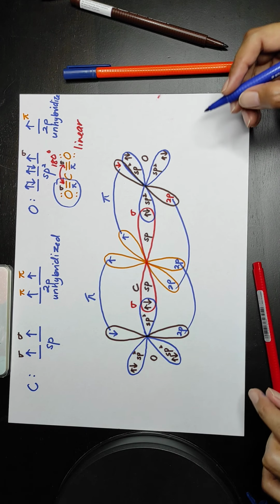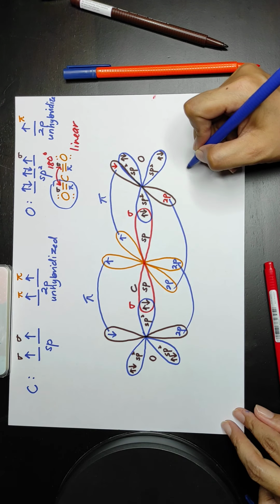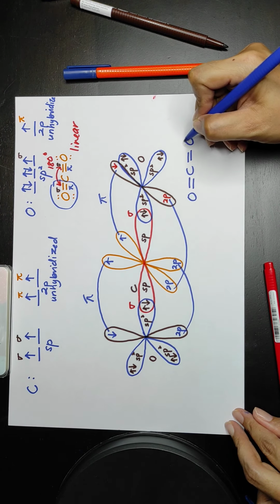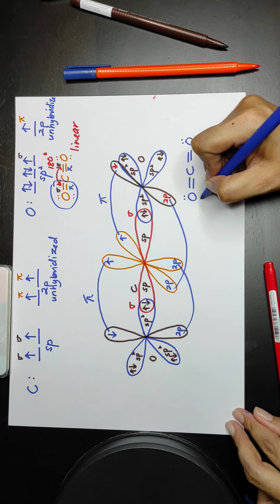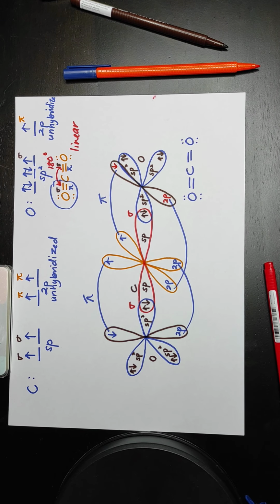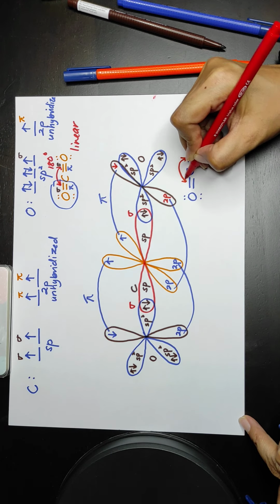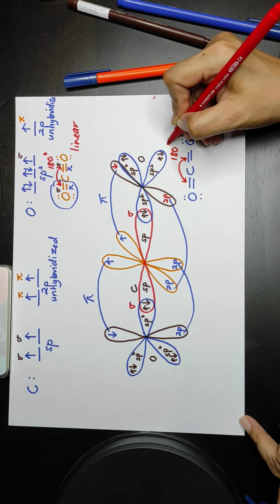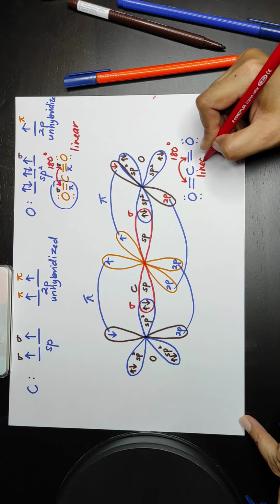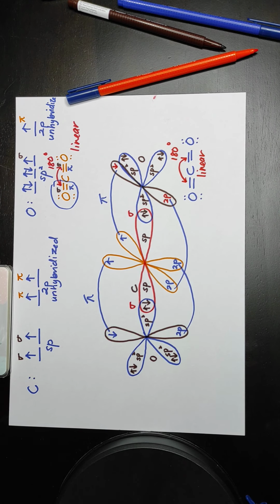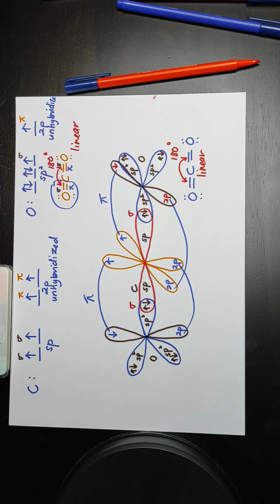Okay, and if you compare with the molecular shape of carbon dioxide, the orbital overlapping is aligned. So carbon dioxide has a linear shape with bond angle 180 degree. Okay class, so that's all for the hybridization of carbon dioxide molecules. Okay, thank you.